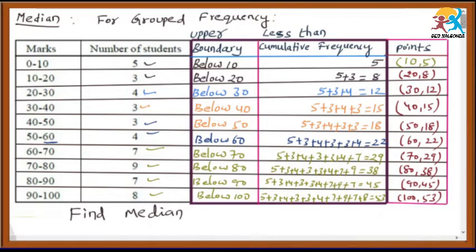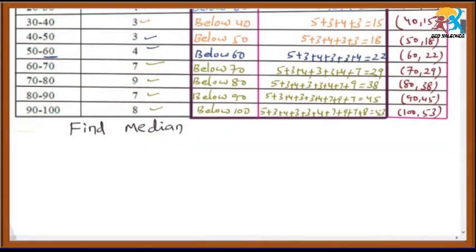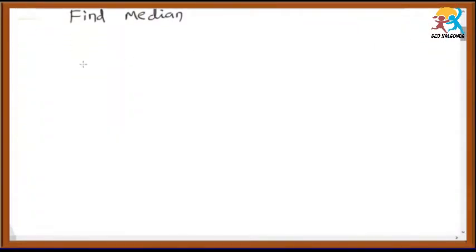So first of all, we should write the number of students. That is taken as sigma fi, or we can take it as n also, no problem. So n is equal to the total number of students, which is 53. Here n is an odd number.